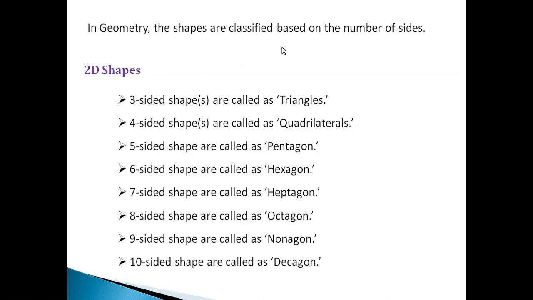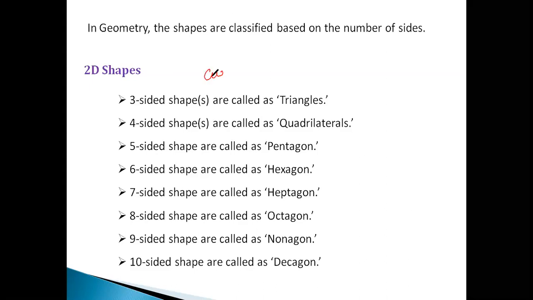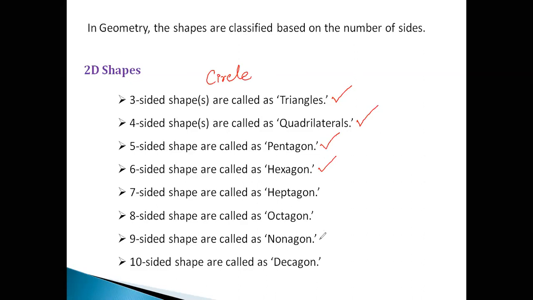In geometry, we generally classify shapes using the number of sides, except the circular shapes, like circle, semicircle, or oval. Triangles have 3 sides, quadrilaterals have 4 sides, a 5-sided shape is called a pentagon, 6-sided a hexagon, 7-sided a heptagon, 8-sided an octagon, then nonagon, decagon, and dodecagon for a 12-sided shape, and it goes on.